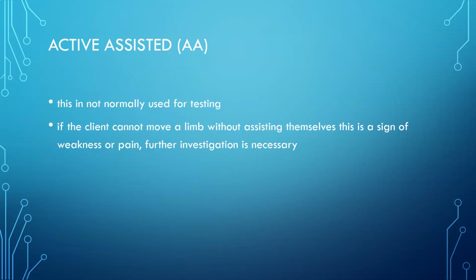The second type is active assisted. We don't normally test muscles using active assisted, but it can be used if necessary when we're measuring weakness or muscle strengthening. So this is if the client cannot move a limb without assisting themselves. This is usually a sign of either weakness or pain, and you need to investigate further.